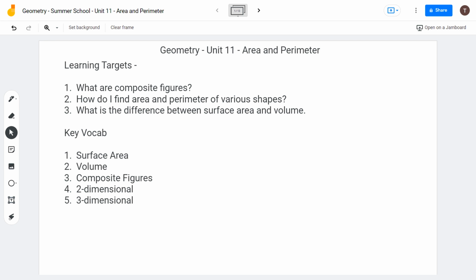Welcome back to geometry. We're in unit 11, which is area and perimeter. So some learning targets here. What are composite figures? How do I find area and perimeter of various shapes or figures? And what is the difference between surface area and volume? You can see the vocab there. So we'll go over some of these terms and then go over some problems.